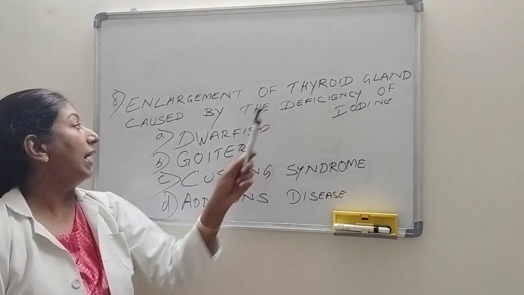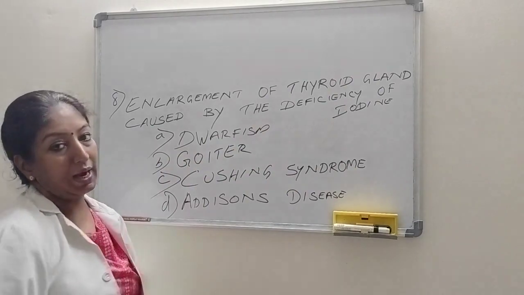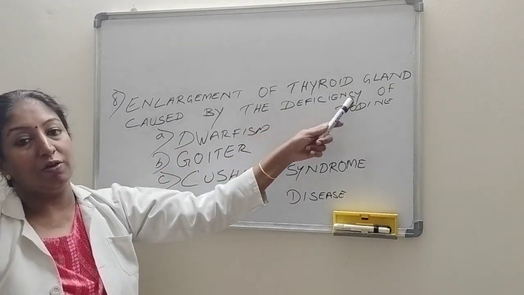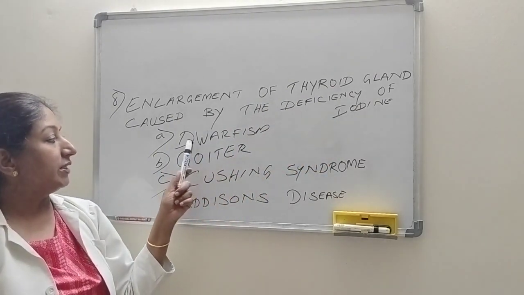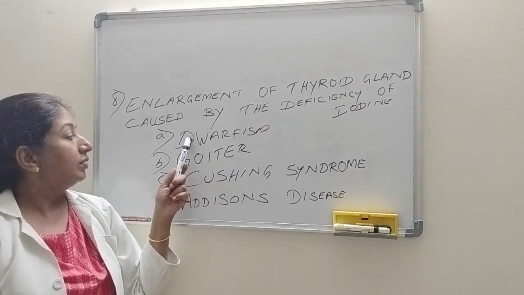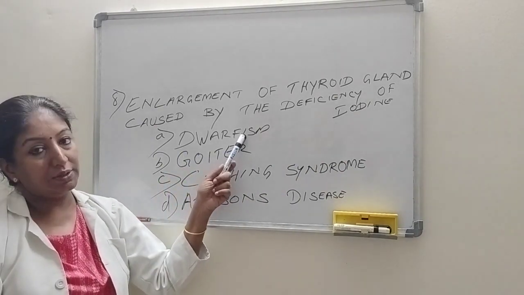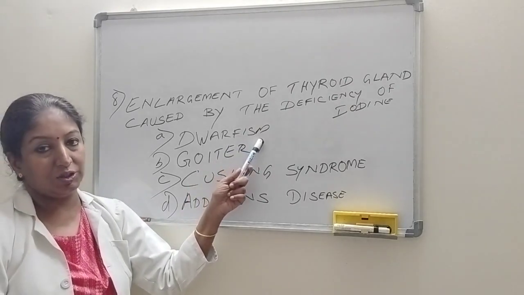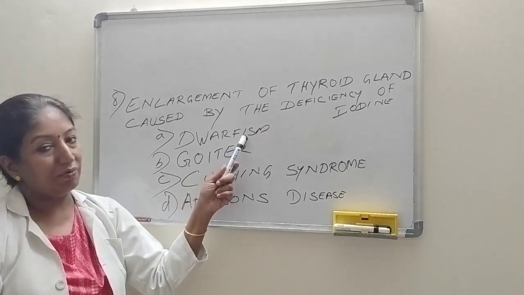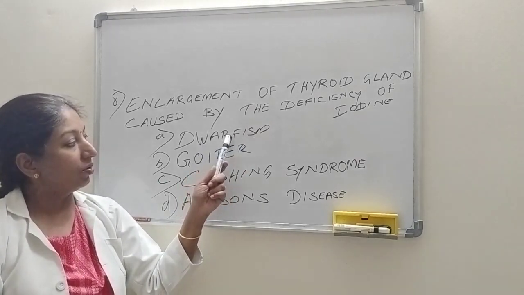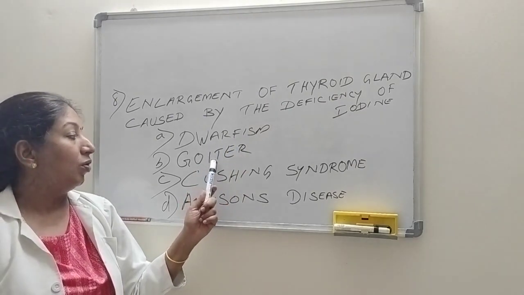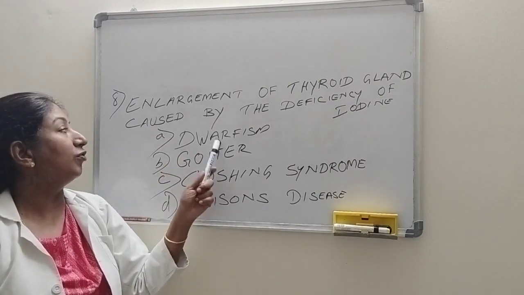Enlargement of the thyroid gland caused by the deficiency of iodine is the question. Options are dwarfism, goiter, Cushing syndrome, Addison's disease. So the first option is dwarfism. Dwarfism means short stature. It's mainly caused by a genetic factor which affects the bone or skeletal system, or it's also because of the deficiency of the growth hormone. Goiter is the answer for this question.